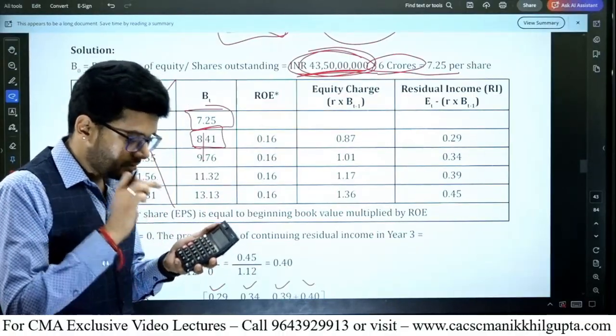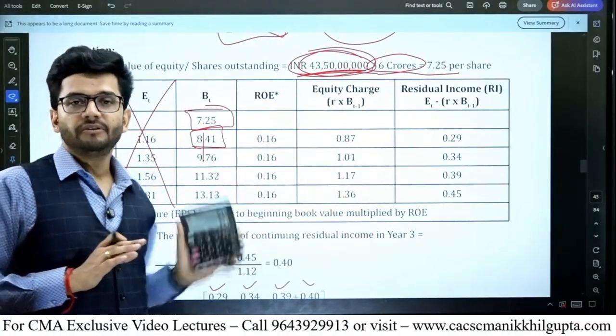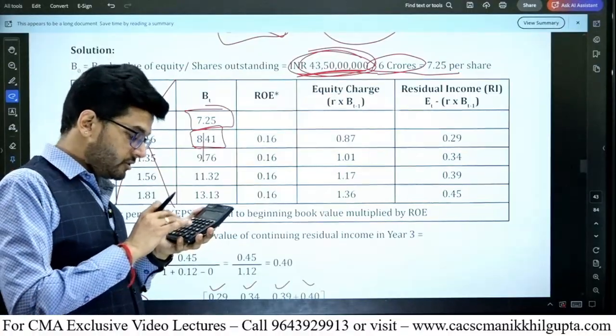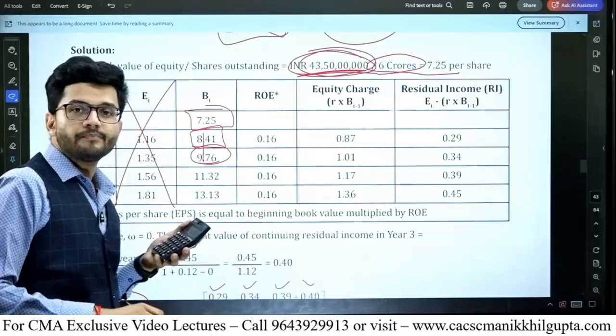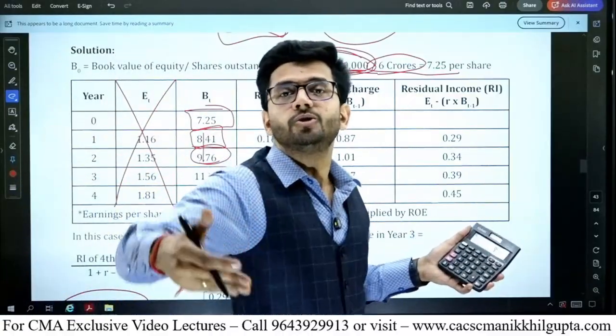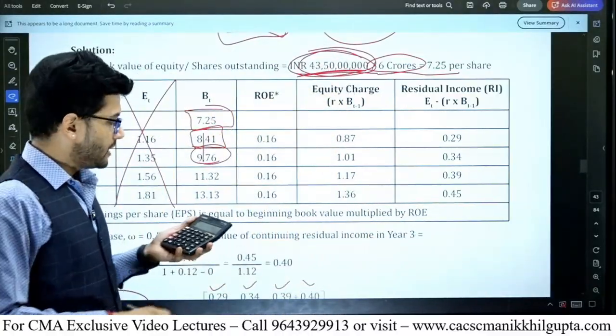7.25 plus 16% gives 8.41, which will be the BVPS one year hence. Further, if we add 16% more, we get 9.76. This is the book value per share of the future years.